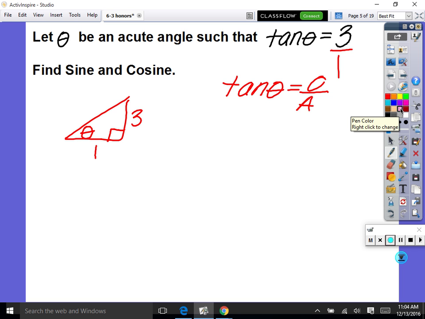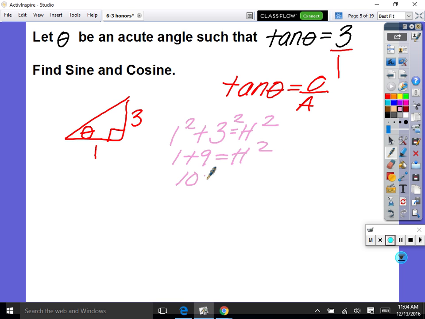So let's find our hypotenuse. 1 squared plus 3 squared equals our hypotenuse squared. So that's 1 plus 9 equals our hypotenuse squared. Am I correct? I'm right. Yep, 10 equals h squared.